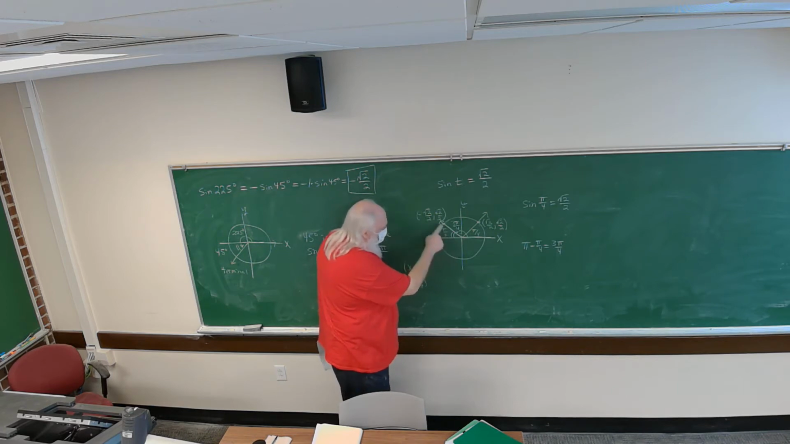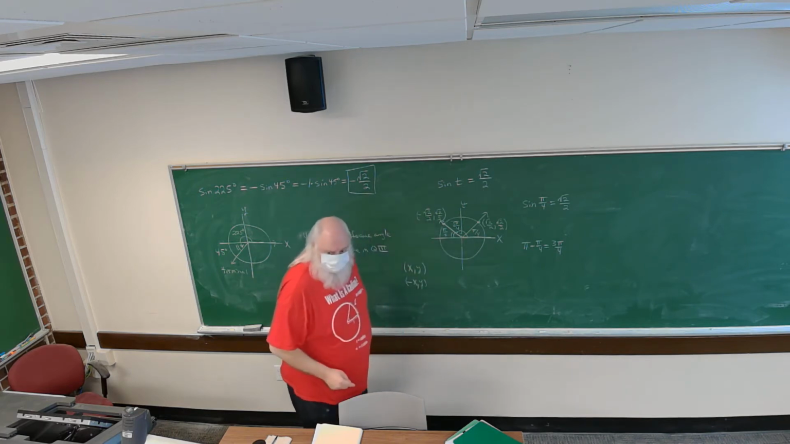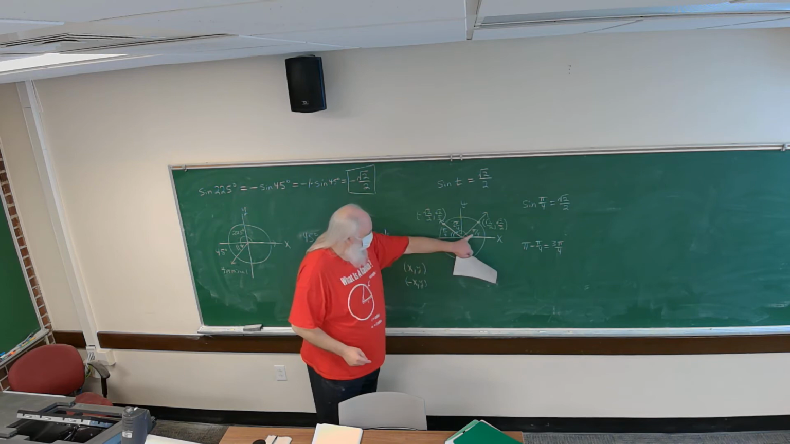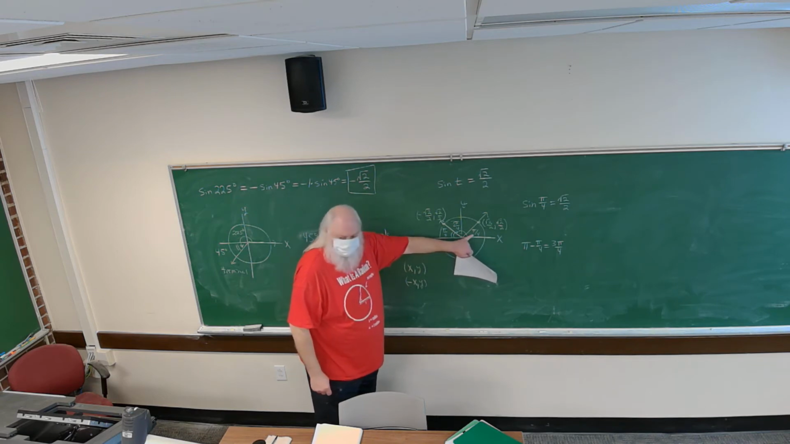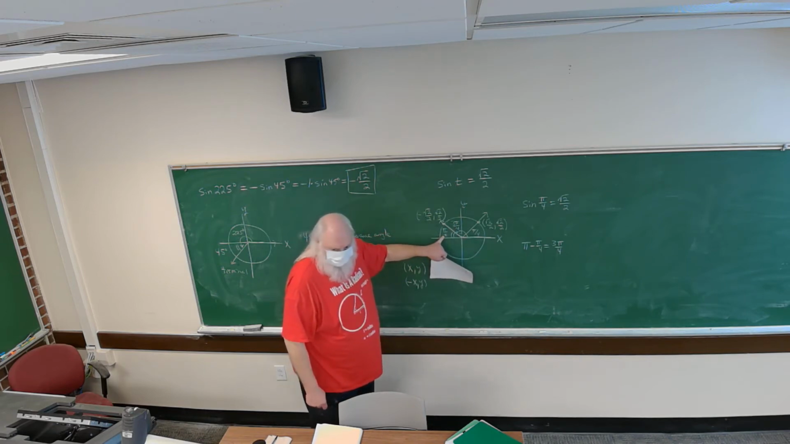The reference angle for this angle is also pi over 4 because of symmetry. Okay, the reference angle, right, then you had the angle pi over 4 over here. The reference angle for 3 pi over 4 is the angle pi over 4 because of symmetry.